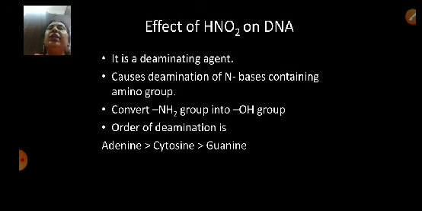So it deaminates the nitrogenous bases. Those nitrogenous bases which contain an amino group, NH2 group, are deaminated. That means their NH2 group is removed and is converted into an OH group. The order in which nitrogenous bases get deaminated is: adenine readily gets deaminated, followed by cytosine, followed by guanine.